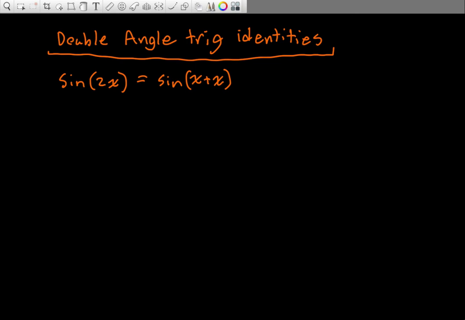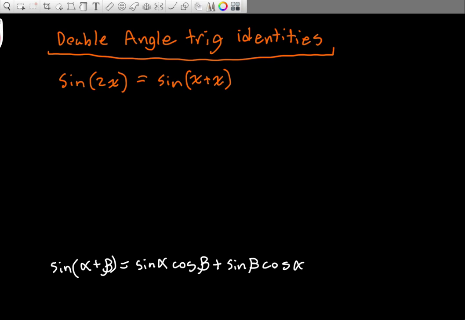So let's pull up our angle addition formula. I'm going to write it at the bottom of the page. We know that the sine of alpha plus beta is going to be equal to sine of alpha times the cosine of beta plus the sine of beta times the cosine of alpha. Simple enough. So what happens when we make alpha and beta the same, when we're adding x to x, or we have 2 times some angle?